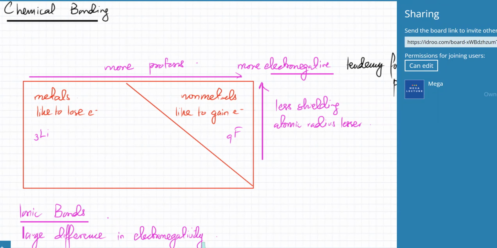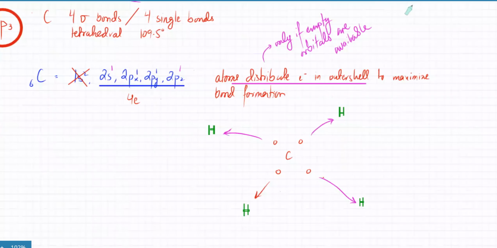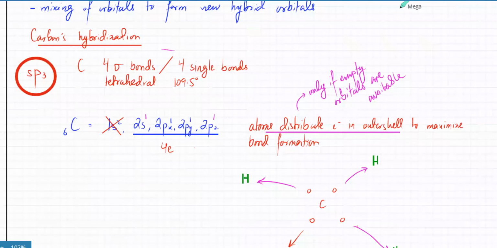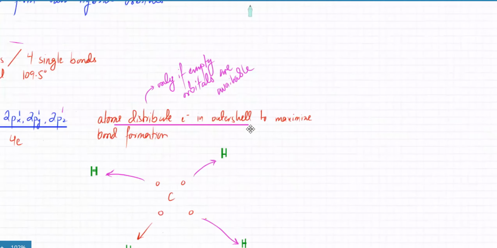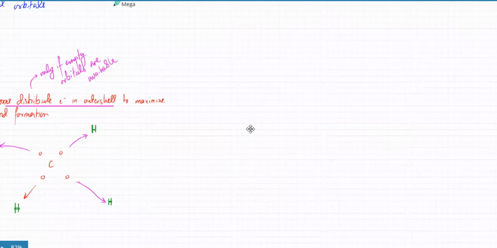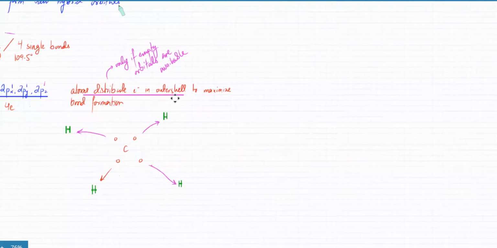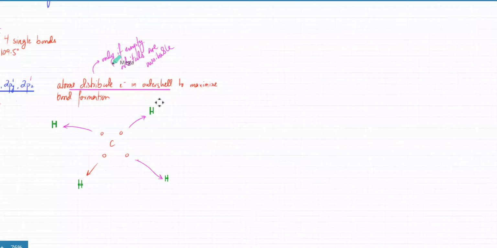So let me go back. Just remember this point that atoms are always going to distribute the electrons evenly. I'm going to stress that point further. In this way, a lot of atoms can maximize bond formation. They can form multiple types of bonds. So one example, I'm just going to digress from carbon just to express this point.